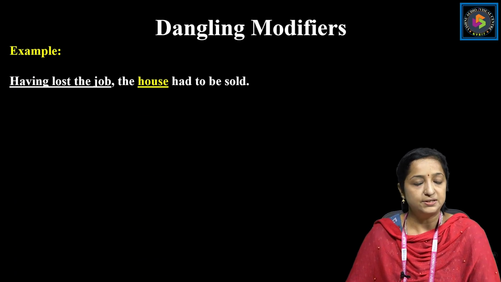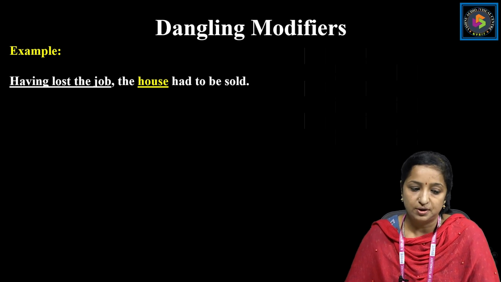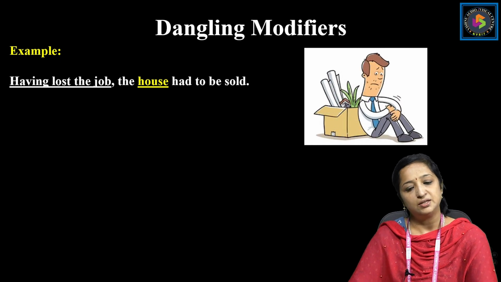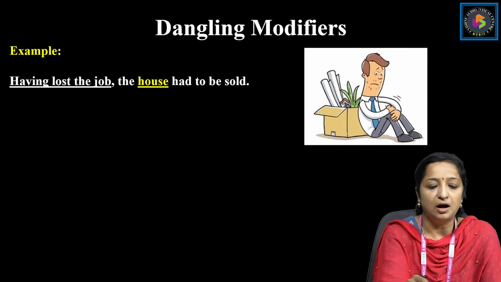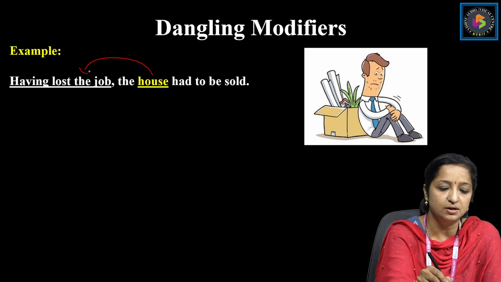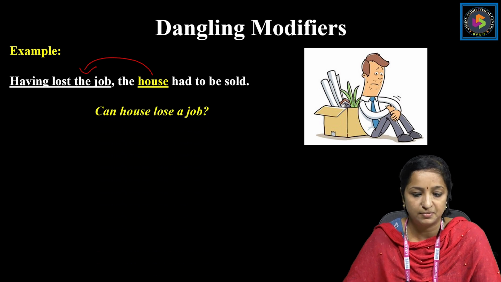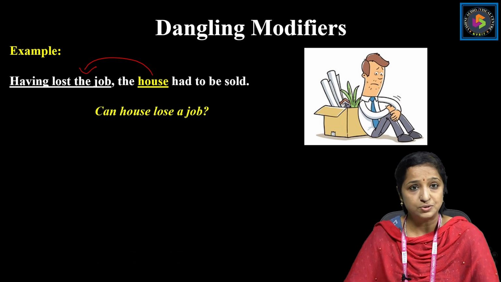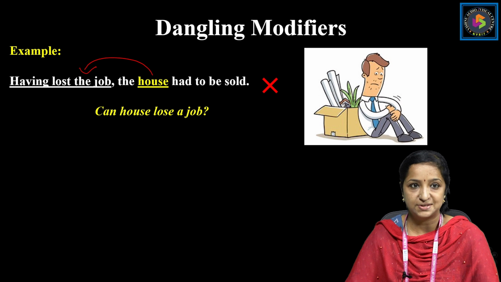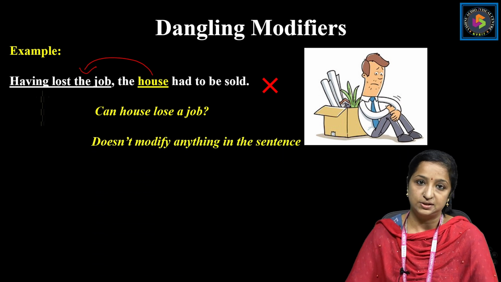Let us see some examples. Having lost the job, the house had to be sold. So here, the sentence is representing that the house lost the job, but not a person. Can a house lose a job? No, only a person can. So it doesn't modify anything in the sentence.